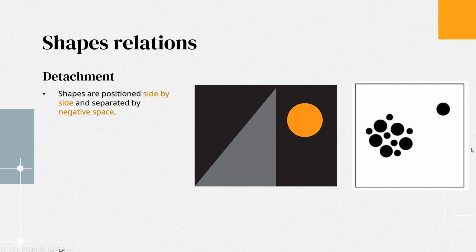Also here in this composition, we can see detachment. This element, or this object, is very far from the other object. So this is also detached, okay? How do we know that this is detached? Because of the presence of the negative space between the shapes.